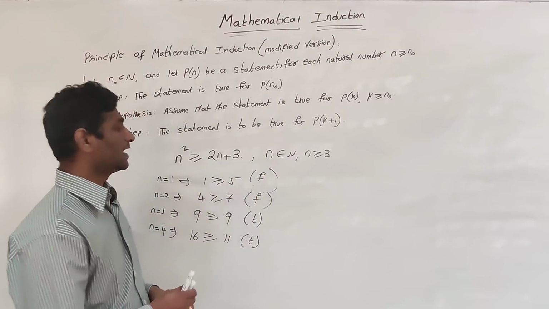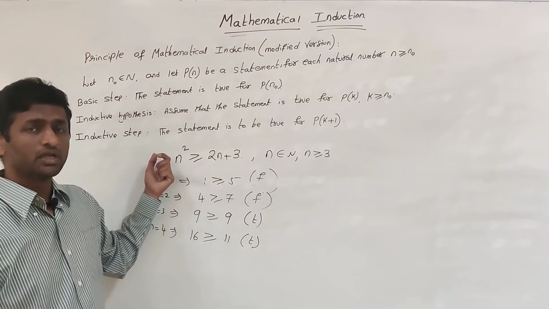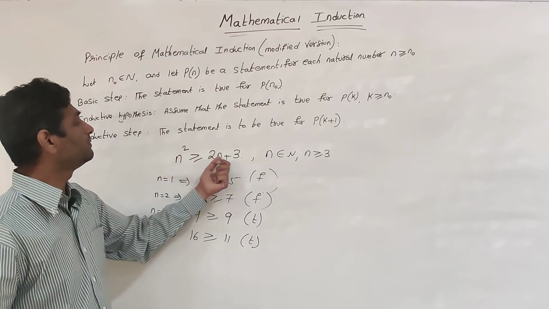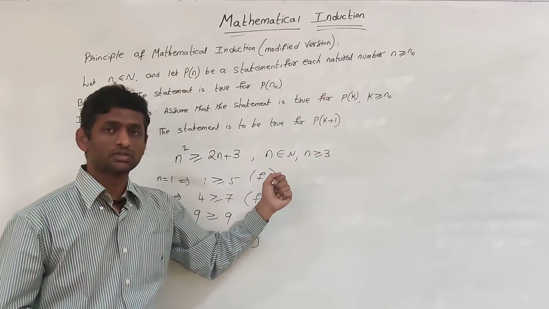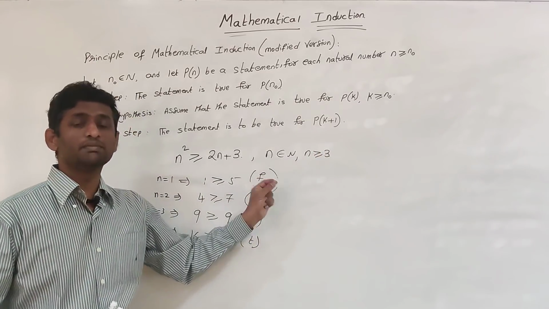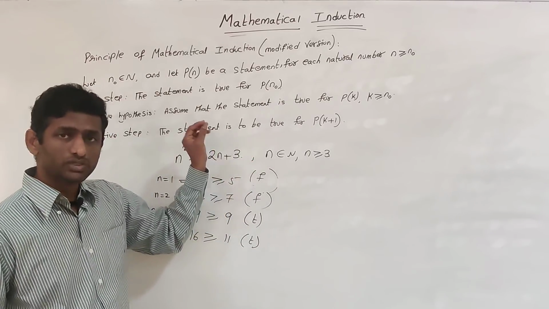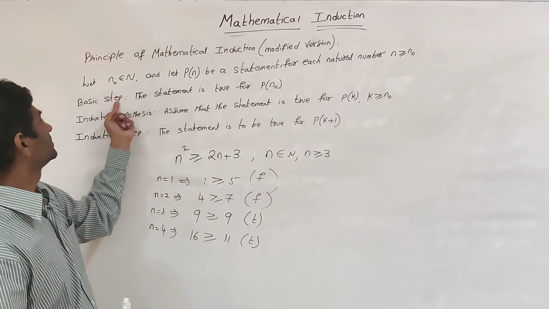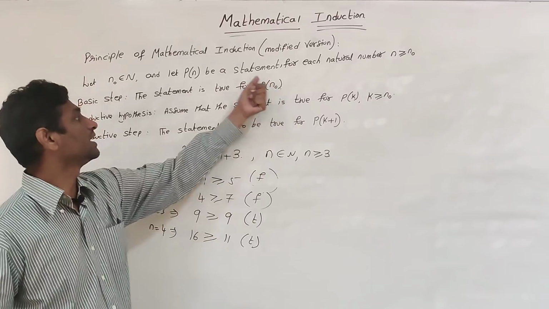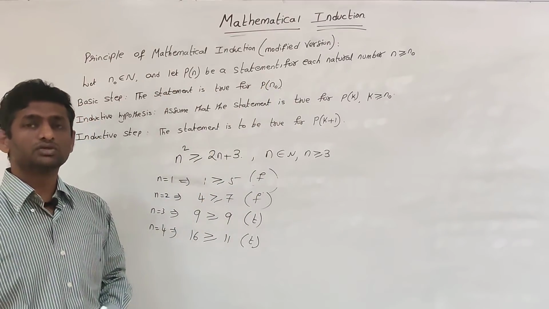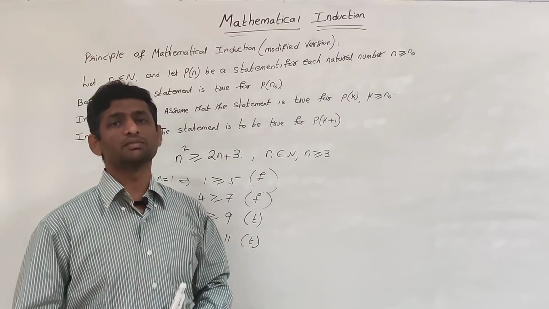So try this as an assignment: show that n square is greater than or equal to 2n plus 3 for all n belonging to the natural numbers, with n greater than or equal to 3. As I said, the basic step is n equal to 3. It is not from 1, as the given statement is true from 3, so that will be the basic step. The statement is true for P of 3. So here n naught is 3. Try it as an assignment; these are the problems on mathematical induction.